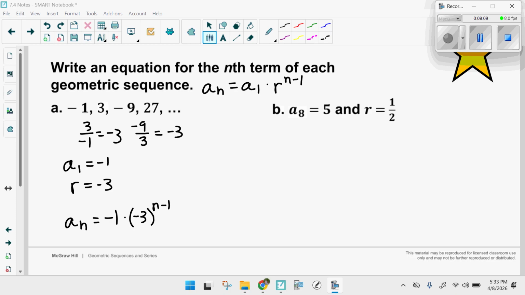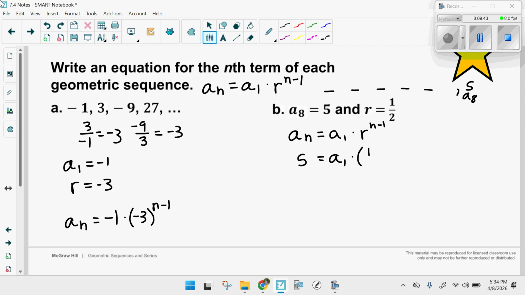In part B, I know the 8th term is 5, so going out 8 total terms, I know that 8th term is going to be 5. But I need to write an explicit form to develop all these, knowing that this r value is 1/2. So using the explicit form, a sub n equals a sub 1 times r to the n minus 1, since I know the 8th term is 5, I can put 5 in for this term value. So there's my a sub 8. And then I don't know what the first term is. I do know the r value is 1/2, and then I can raise that to the n minus 1.